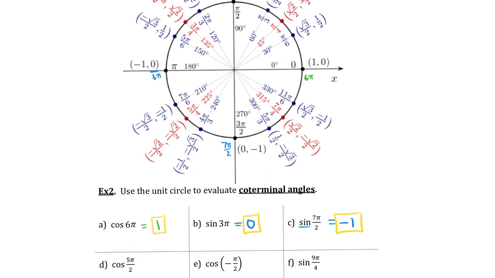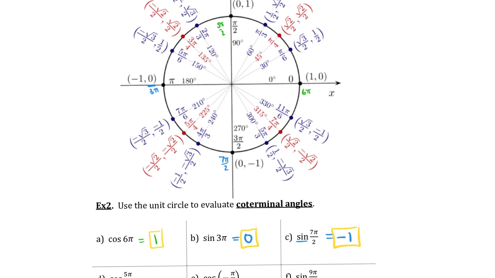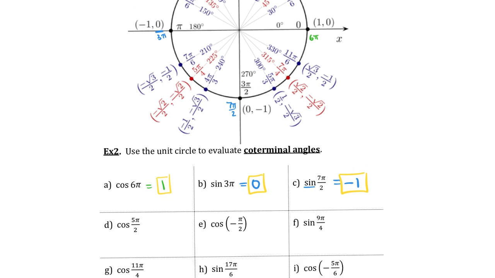Let's do the cosine of 5 pi over 2. 1 pi over 2, 2 pi over 2, 3 pi over 2, which matches up, so I'm on the right track. 4 pi over 2, 5 pi over 2. So 5 pi over 2 is coterminal with pi over 2. The cosine is the x-coordinate, so that is 0.